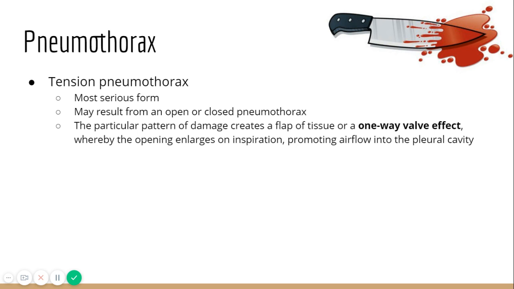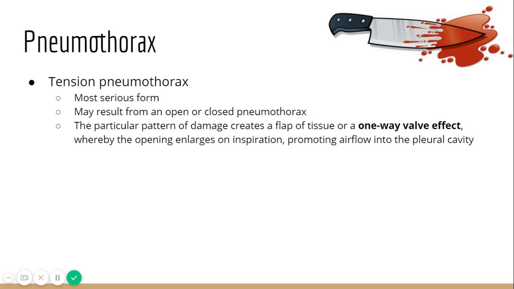So what is happening is we create a one-way valve. So instead of the sucking wound where we can hear air go in and go back out, with this one, air is only going to go in and then it's going to get trapped there. Okay, so every time the individual breathes in, air is going to be pulled into the chest cavity. When they breathe out, the valve is going to close and it is going to trap the air in there.